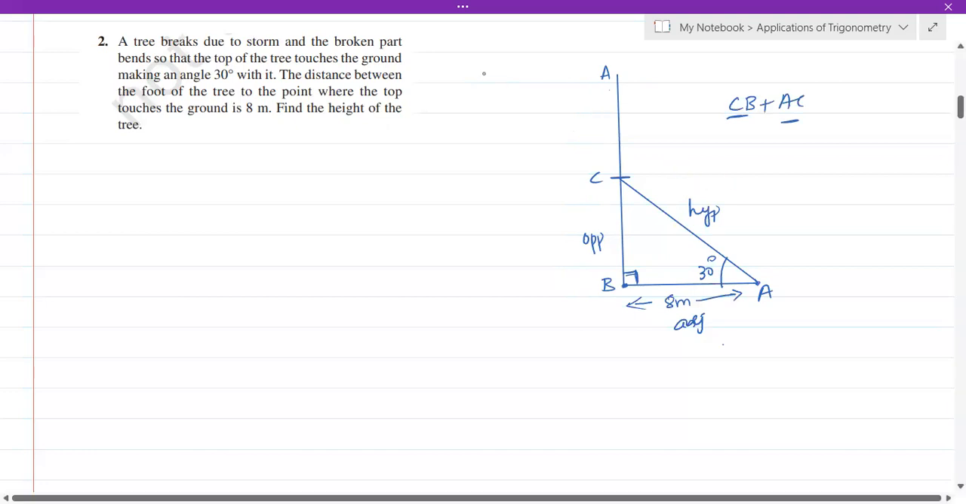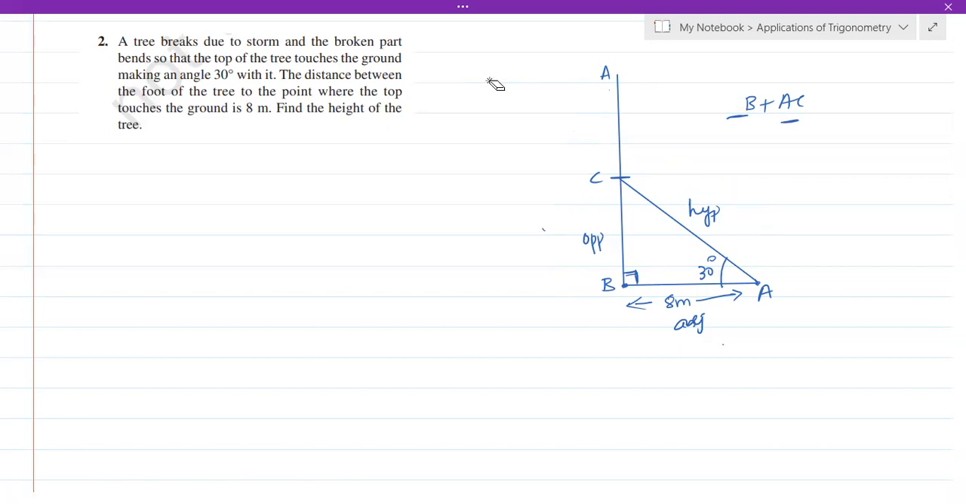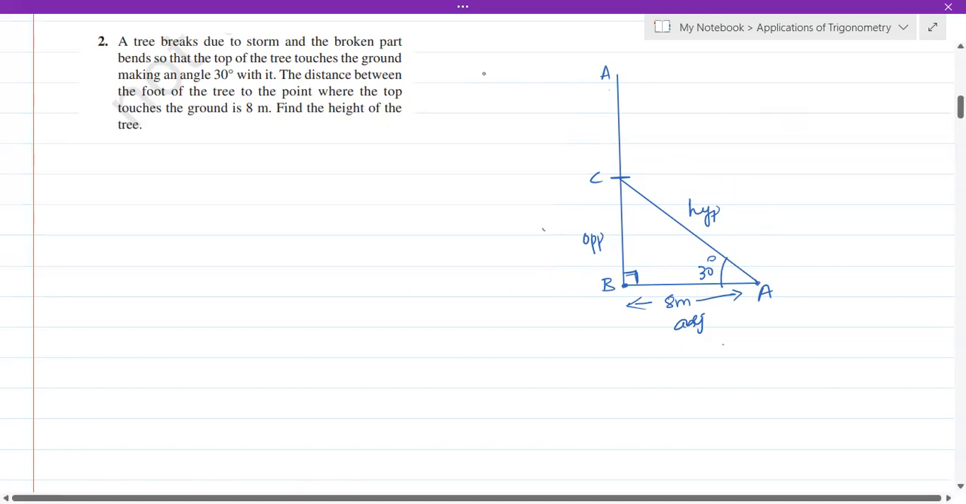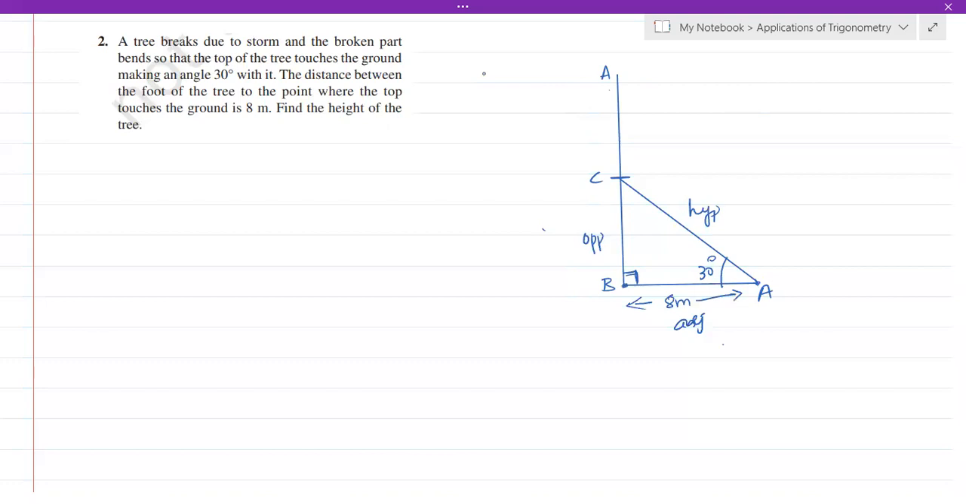So if you observe, if you want to find CB, that is, you have to find the opposite side. You should also find the hypotenuse, isn't it? Because that is AC. So here we have to find both opposite and hypotenuse. What is given? Adjacent is given. Now, since adjacent is given and you need opposite, let's use tan theta first.